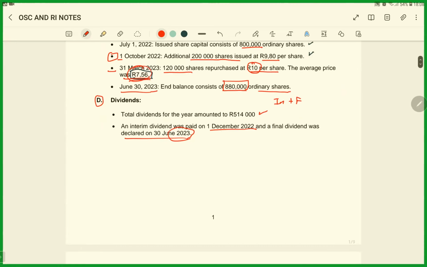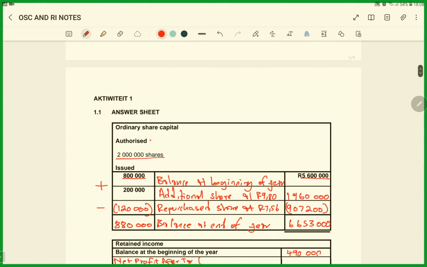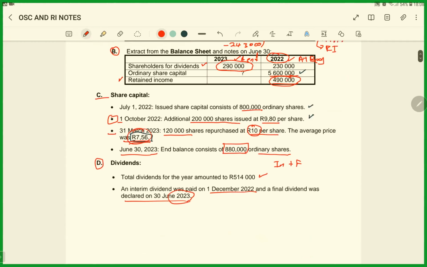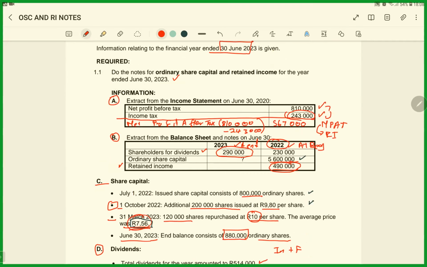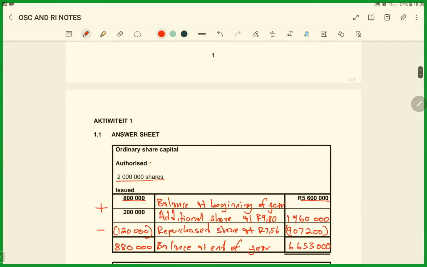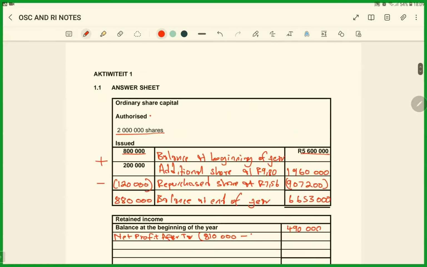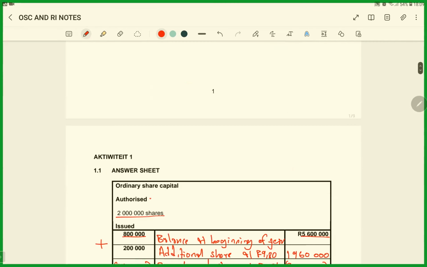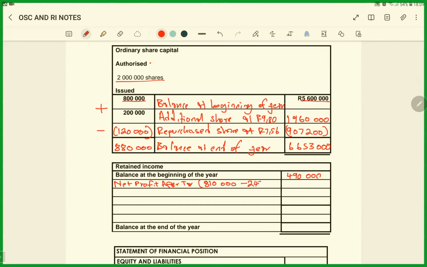Then you come to the answer book. Net profit before tax is 810,000. Then you subtract the income tax. How much was the income tax? It's 243,000 there. So you subtract 243,000. It gives you how much? 567,000. So this one you do not put in brackets.